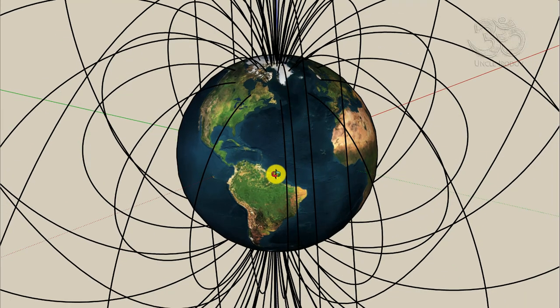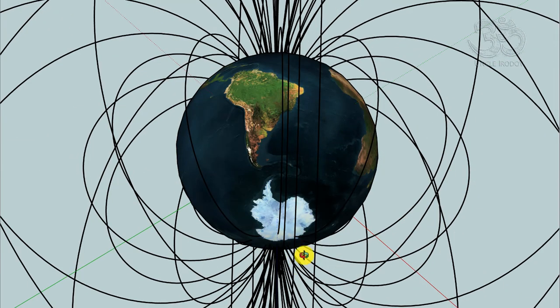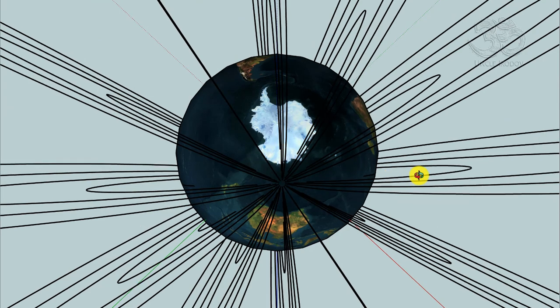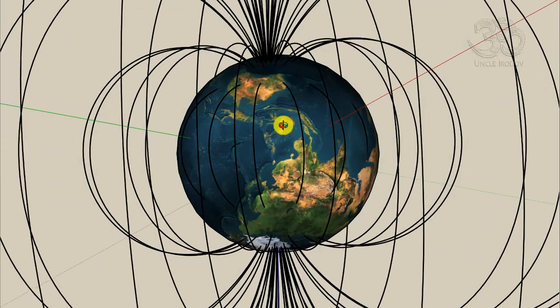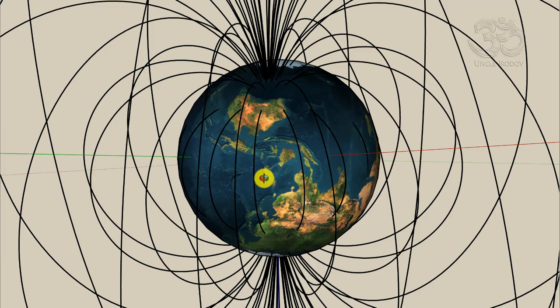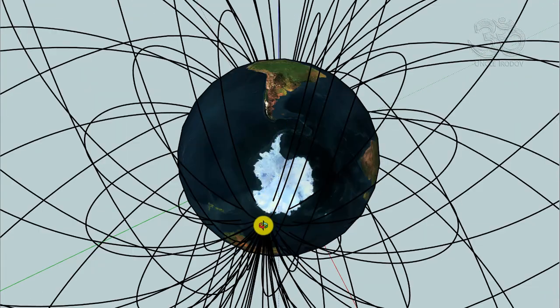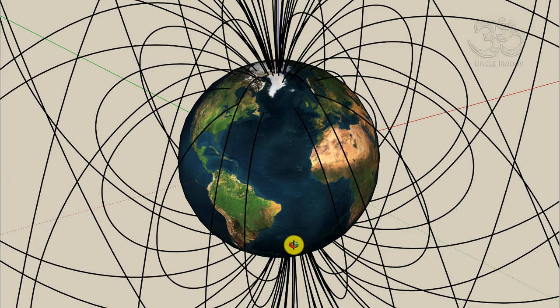Now you see that the magnetic field lines are bunching together near the North Pole, that's the Arctic Circle, and also near Antarctica here. So they are bunching together at Antarctica also, right? You can see this view, and I have turned the Earth upside down. So in this view you see that the lines are again bunching together at this place.